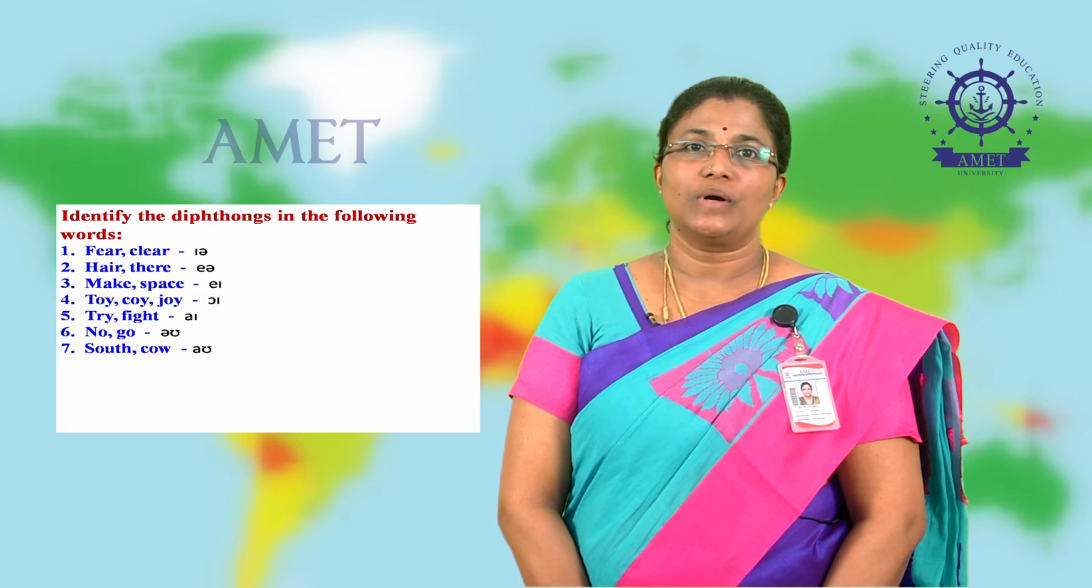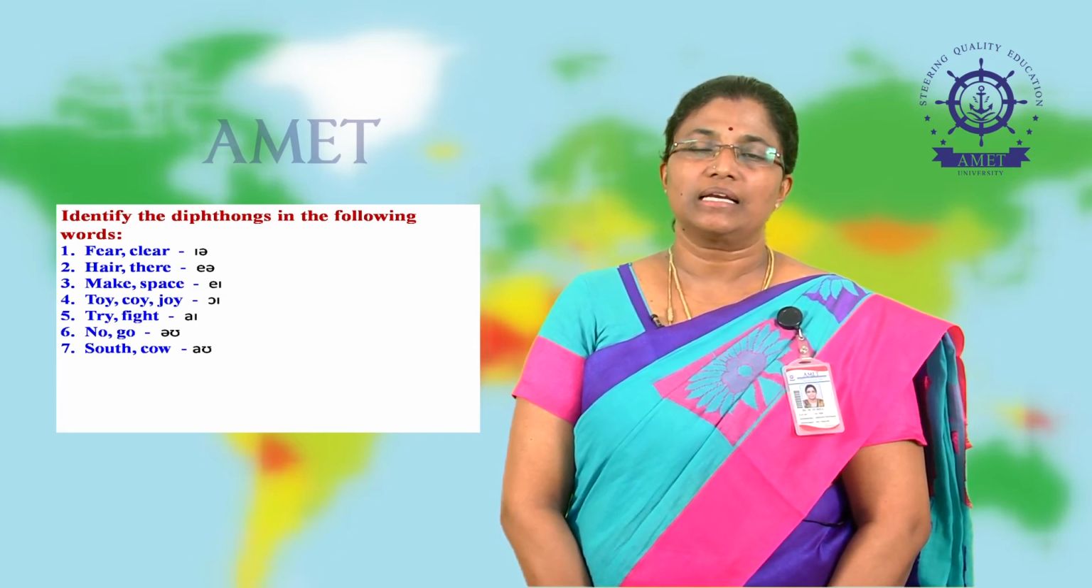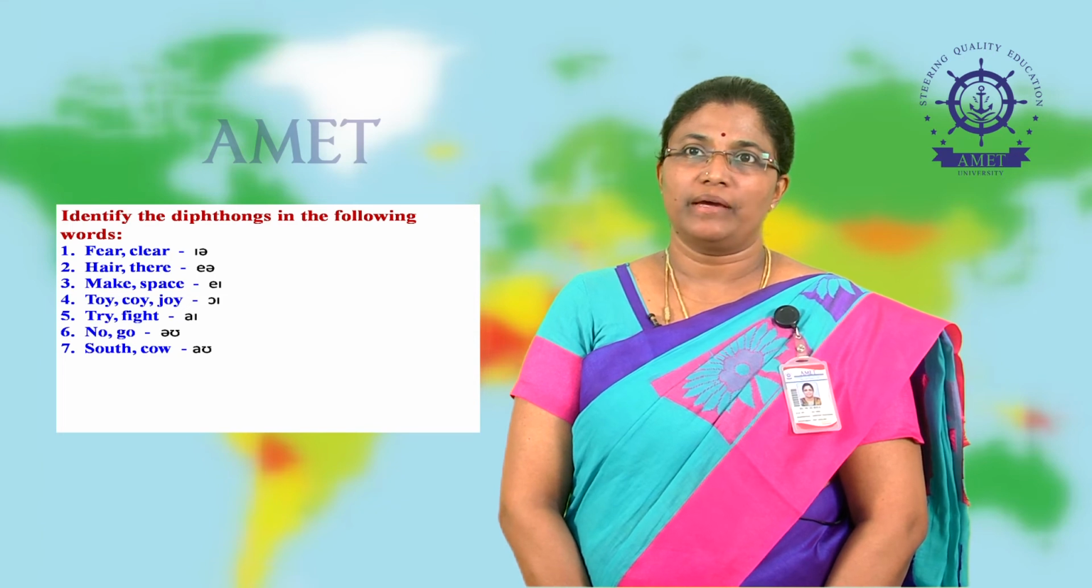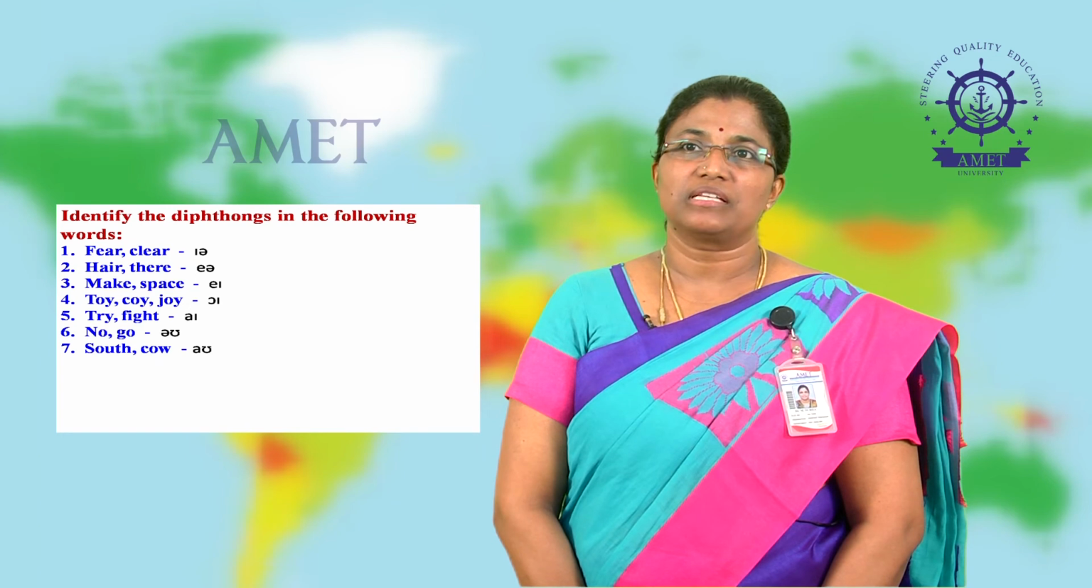So, consider the first pair, fear, clear. You are able to understand the sound ear in fear and clear. Second pair of words, here and there. You are able to identify the sound air.